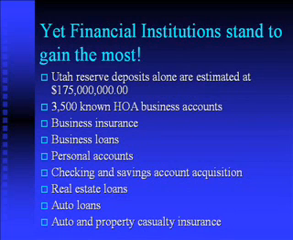The way I see it, the financial institutions actually have the most to gain from this new law. If all of the reserves were 100% funded, there'd be $175 million in bank deposits. We have 3,500 known HOA business accounts in Utah. There's business insurance, business loans. Then you get into the personal accounts. Personal checking and savings acquisition, the real estate loans, automobile loans, auto and property casualty insurance.